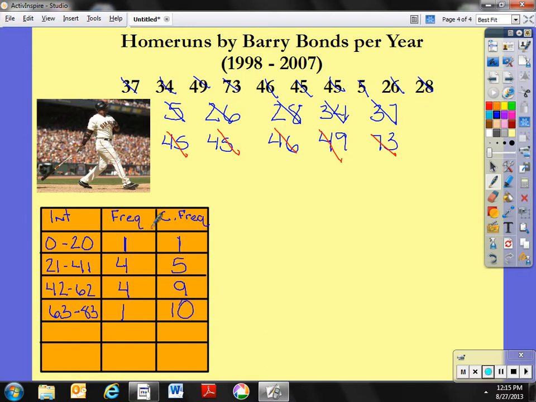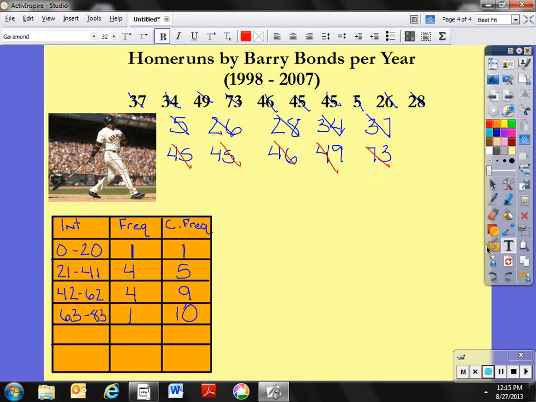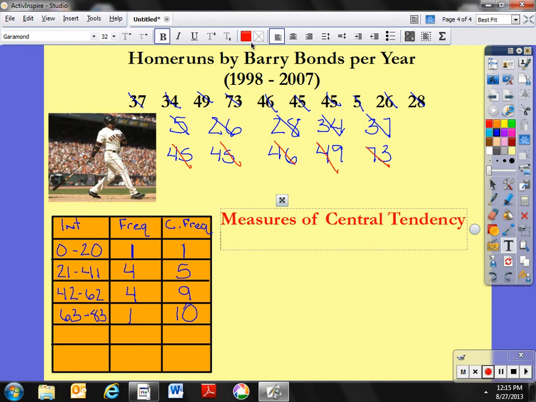Okay, so if you're doing this cumulative frequency table and you see your numbers besides the first interval matching up, you're doing something wrong. Now, if I want to talk about my measures of central tendency, where the middle of the data is, you should be able to stop and say to yourself, what are the measures of central tendency? And you should have the 3 M's: mean, median, mode.